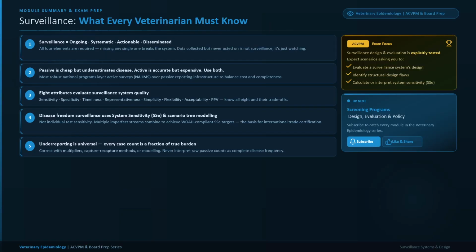We've covered a lot in this module, so let's take a moment to consolidate, because the way you organize this material in your memory is going to determine how well you perform on exam day. Here are your core takeaways from this module. Surveillance is defined by action, not just collection. The loop from data collection through analysis, interpretation, and public health response is what distinguishes surveillance from data accumulation.